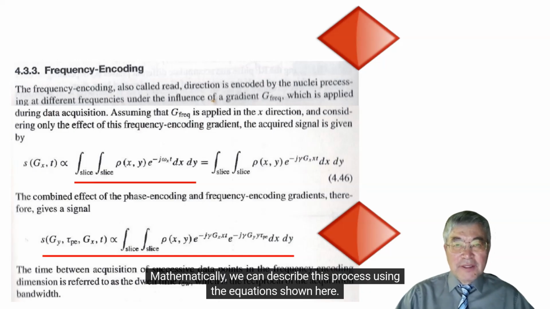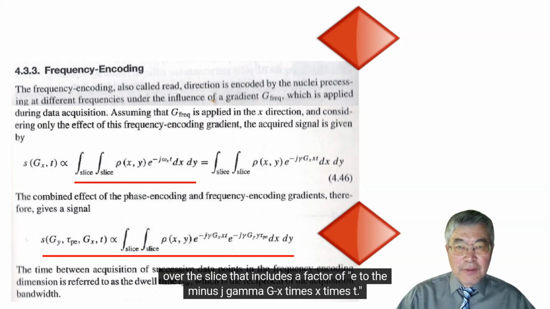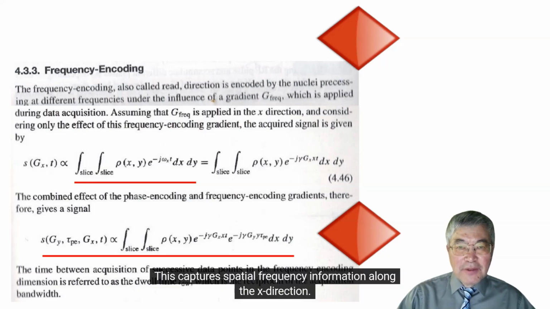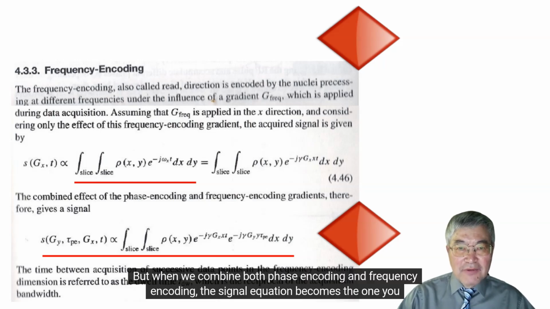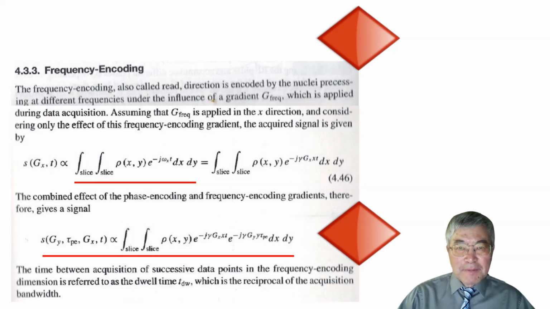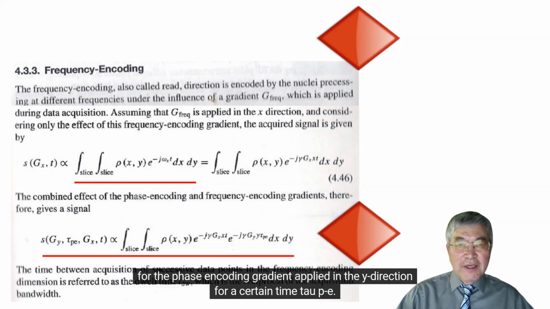Mathematically, we can describe this process using the equations shown here. If we only apply frequency encoding without phase encoding, the acquired signal is expressed as an integral over the slice that includes a factor of e to the minus j gamma gx times x times t. This captures spatial frequency information along the x direction. But when we combine both phase encoding and frequency encoding, the signal equation becomes the one you see at the bottom of the slide. Here you have an additional factor of e to the minus j gamma gy times y times tau pe. This accounts for the phase encoding gradient applied in the y direction for a certain time tau pe.